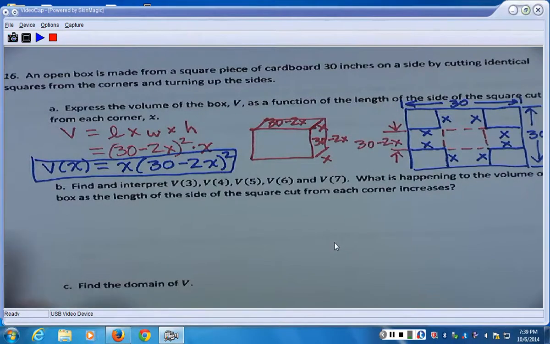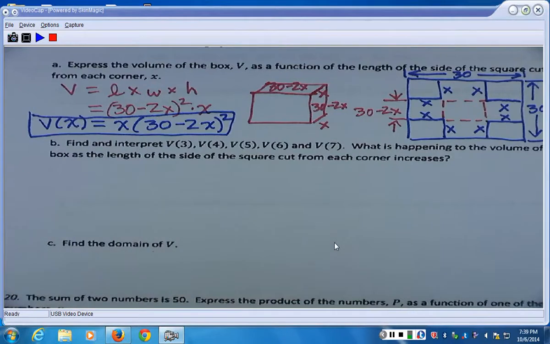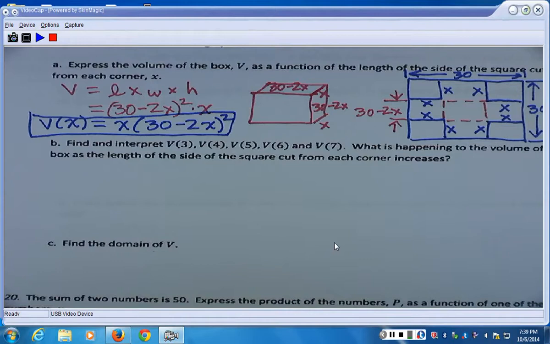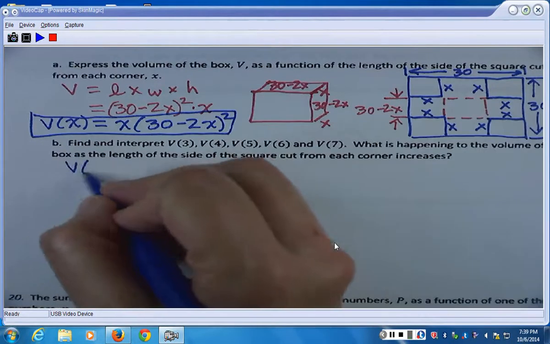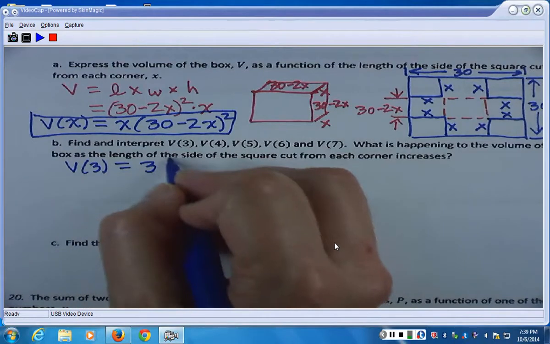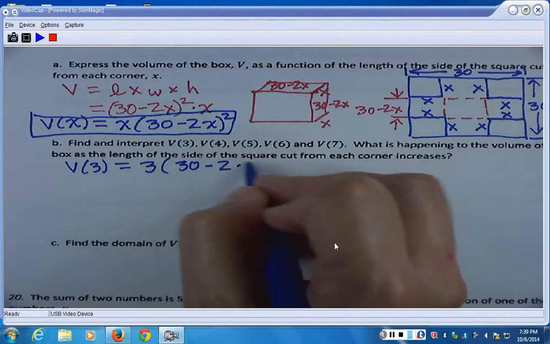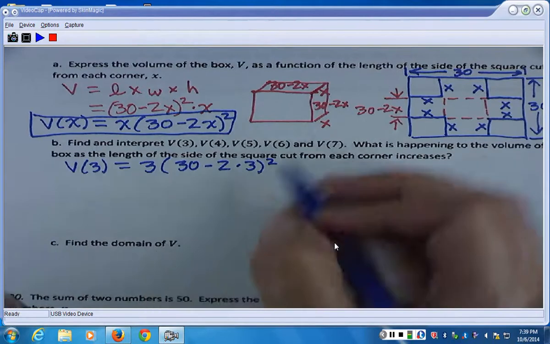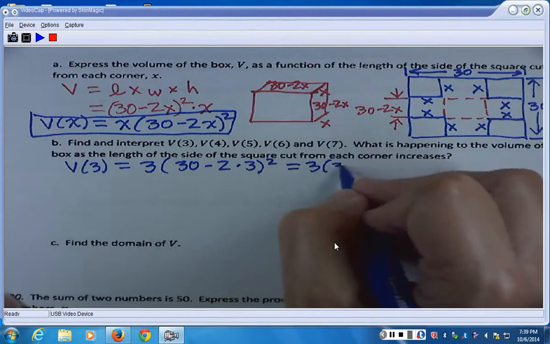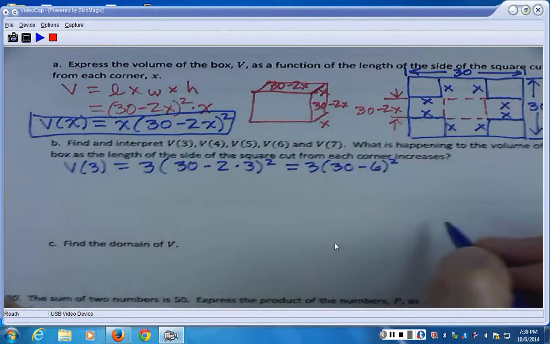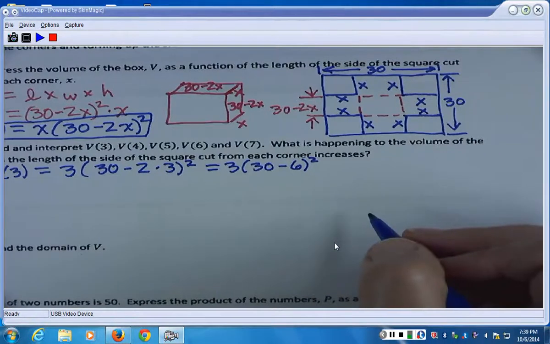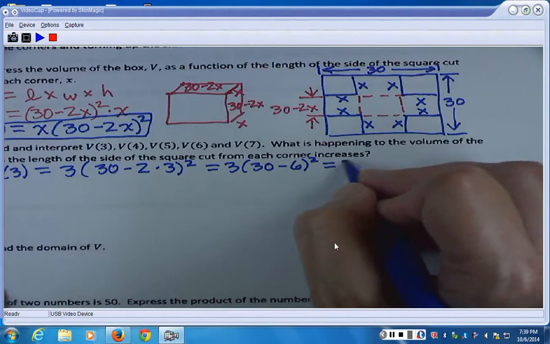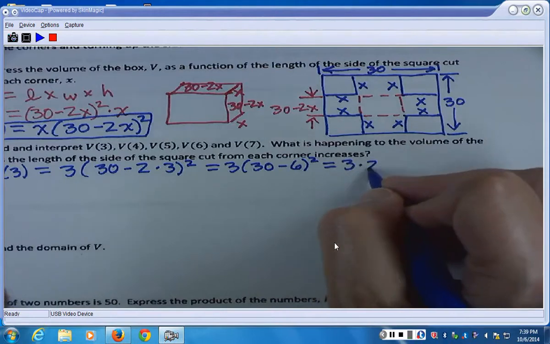All right. So now we're going to find and interpret V of 3, V of 4, V of 5, V of 6, and V of 7. Okay, so V of 3 is 3 times 30 minus 2 times 3, squared. That's 30 minus 6. Is 3 times 24 squared.